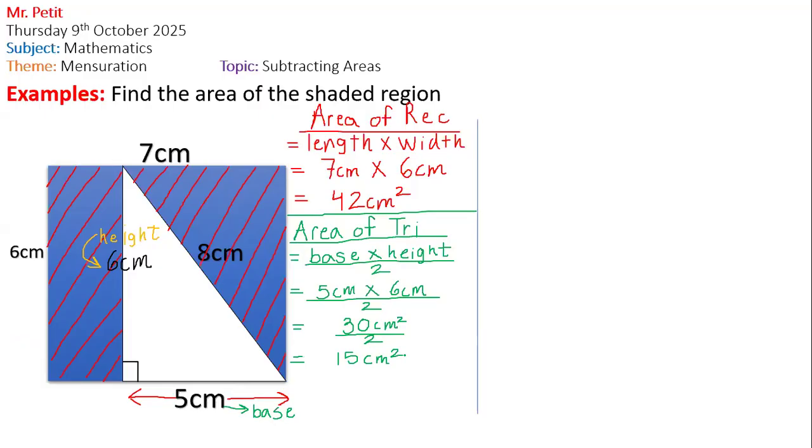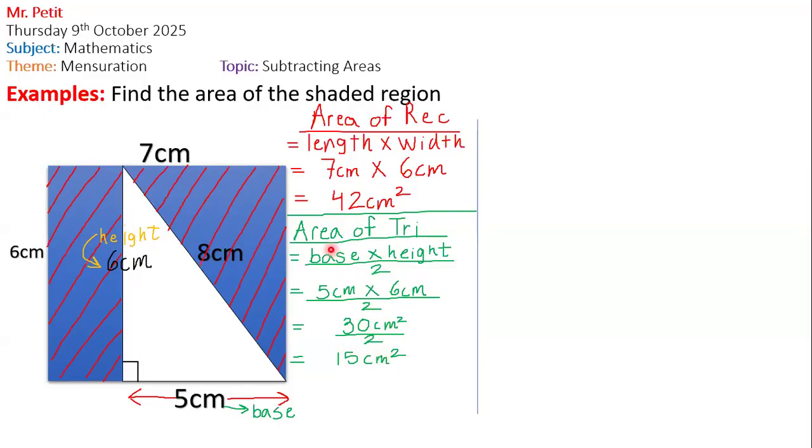So that's how we find the area of the triangle. So the area of the triangle, once again, is base times height divided by 2. The base is 5. The height is 6 centimeters. So 5 centimeters times 6 centimeters is 30, and 30 centimeters squared divided by 2 is 15 centimeters squared.